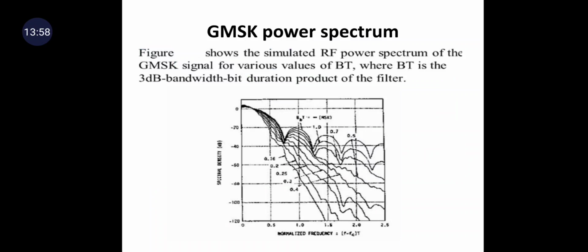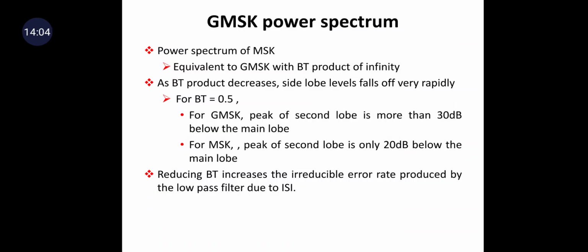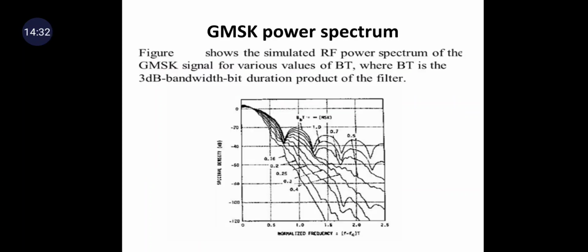This figure indicates the power spectrum of the GMSK signal. The power spectrum of MSK and GMSK are more or less equivalent when the BT product is infinity. As the BT product decreases, the side lobe level falls off very rapidly. If BT is 0.5 for GMSK, the peak of the side lobe is more than 30 dB below the main lobe, and for MSK, the peak of the side lobe is only 20 dB below the main lobe. So this is represented in the power spectral density diagram.